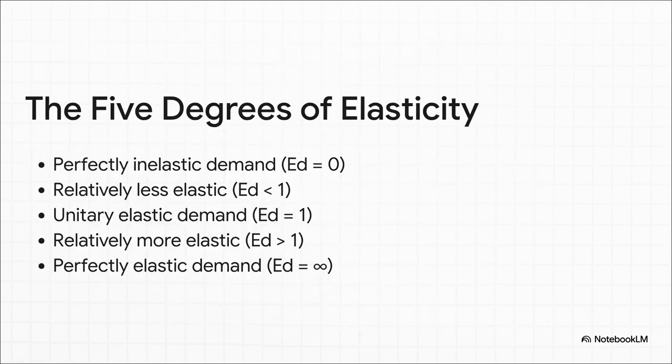Now, this concept of elasticity exists on a spectrum, and we break it down into 5 main categories. It goes all the way from perfectly inelastic, where the quantity demanded doesn't change at all no matter what happens to the price, to perfectly elastic, where the tiniest price increase makes the quantity demanded drop straight to zero. Knowing these 5 degrees will be really helpful for your exams.